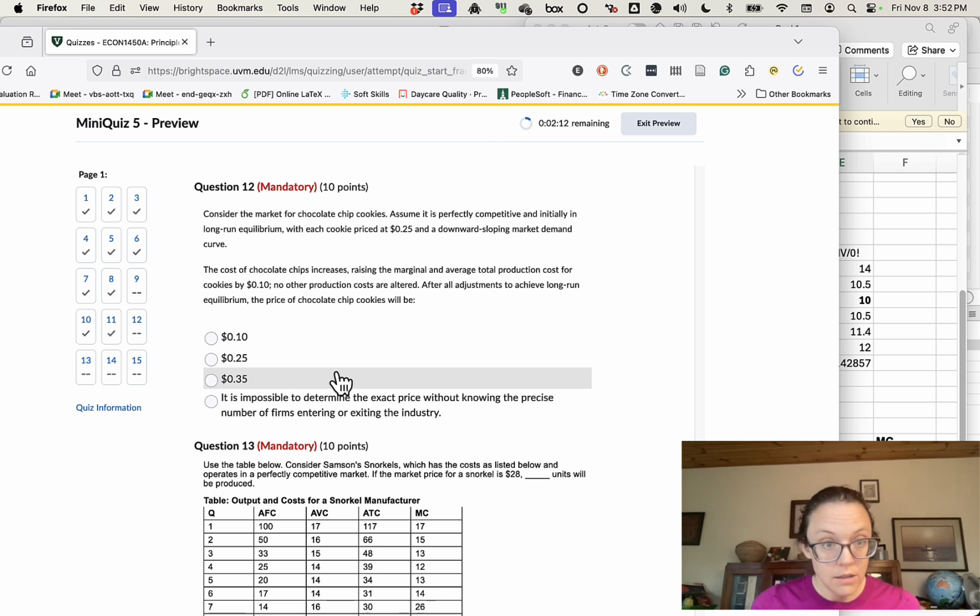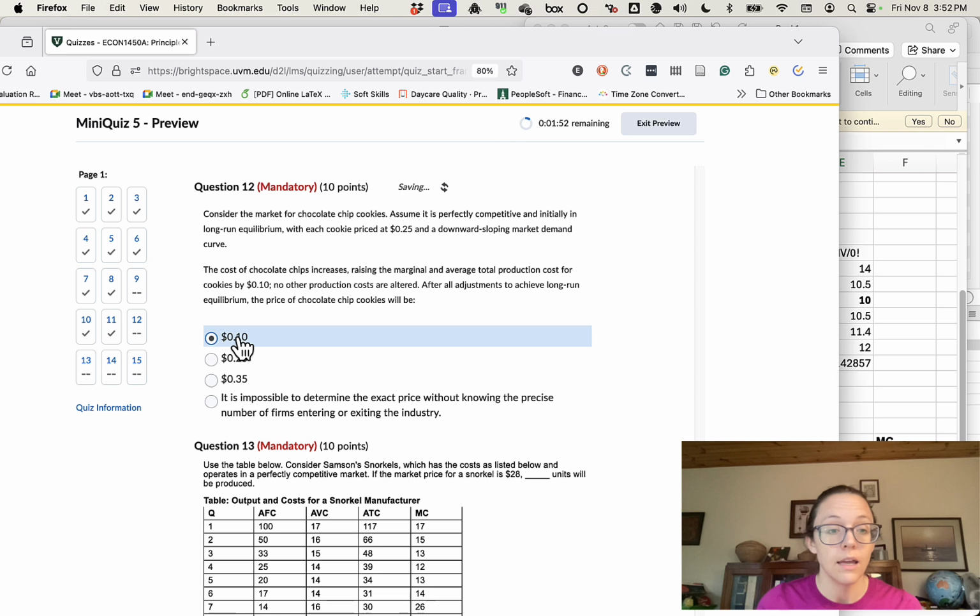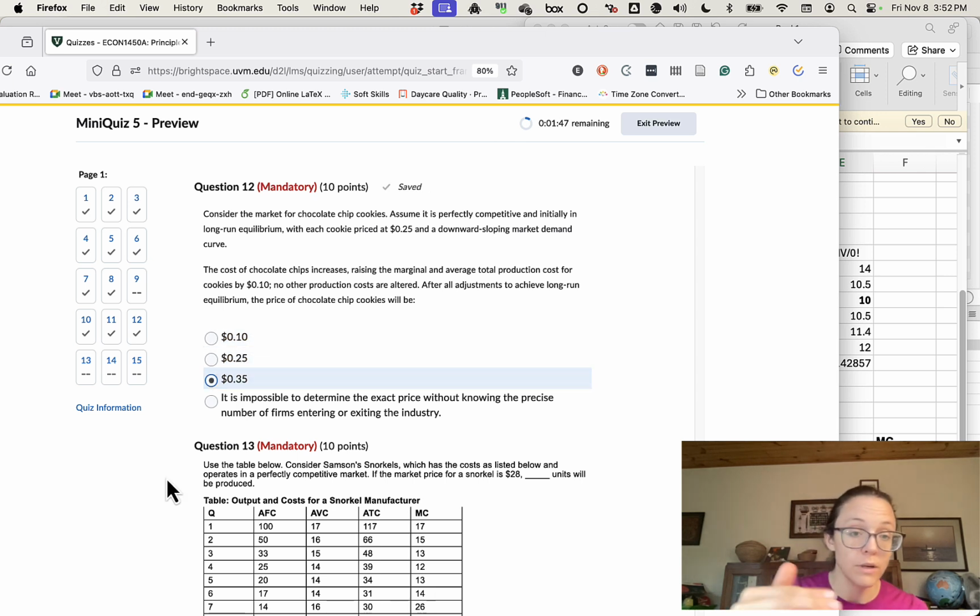So the insight here is that in the long run, price is going to equal the ATC. Because if the price is greater than the ATC, new firms will enter, and if the price is less than the ATC, firms will leave. So at equilibrium, we're at zero economic profits, which means that if the average total cost goes up by 10 cents, the price has to go up by 10 cents, which means that the answer is 35. It was 25, it goes up by 10 cents.